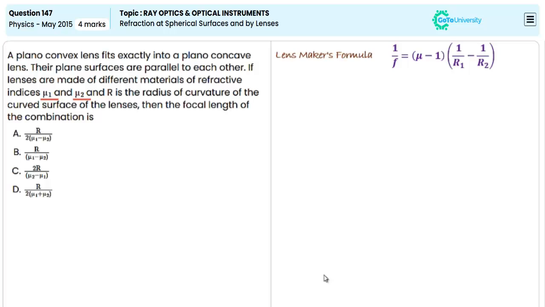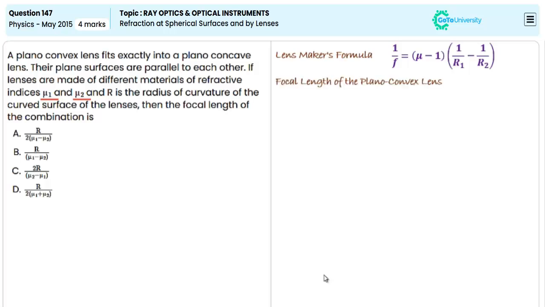Here, mu is the refractive index of the lens material, r1 and r2 are radii of curvatures of the two surfaces, and r1 is greater than 0 if the surface is convex, and r1 is less than 0 if it is concave, and r1 is equal to infinity for a plane surface.